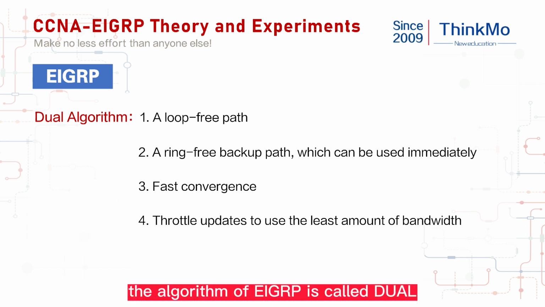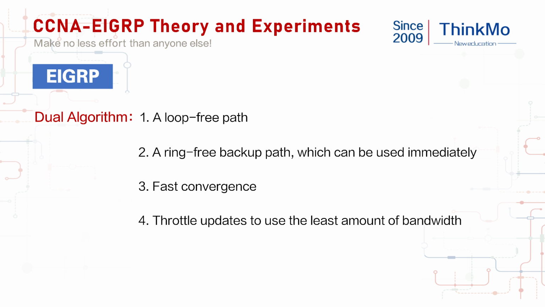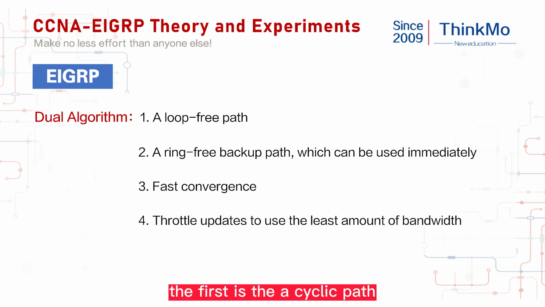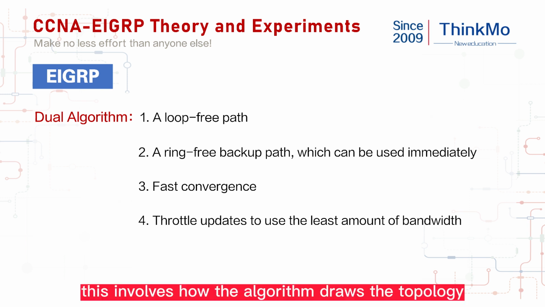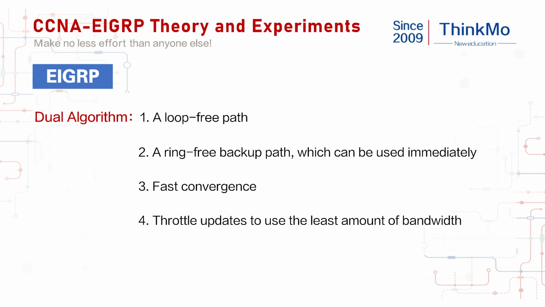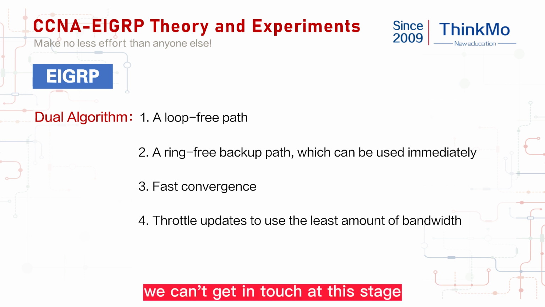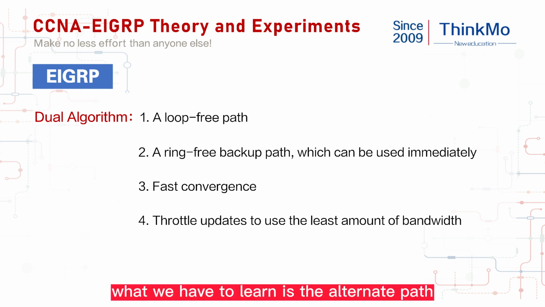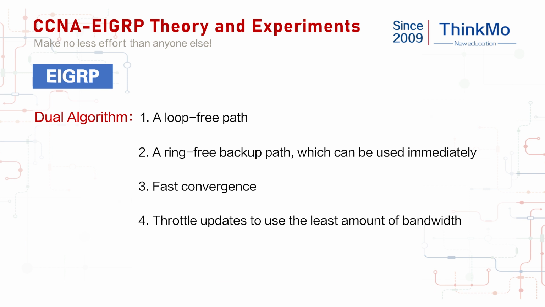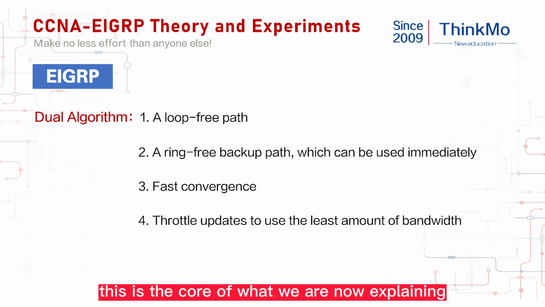The algorithm of EIGRP is called DUAL. The first is the acyclic path. This thing you will learn in the NP stage, because this involves how the algorithm draws the topology. We can't get in touch with it at this stage, because it is more difficult. What we have to learn is the alternate path. Fast convergence. This is the core of what we are now explaining.